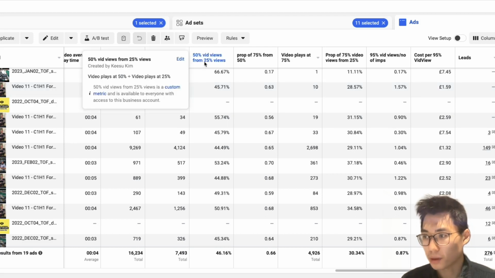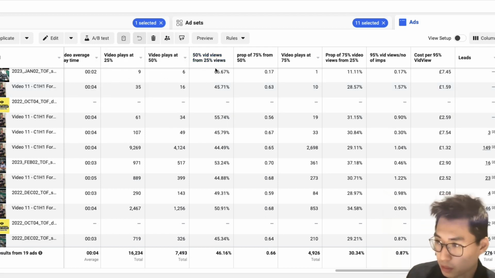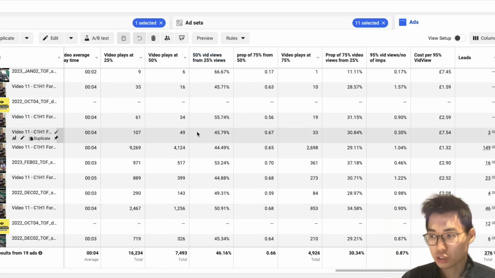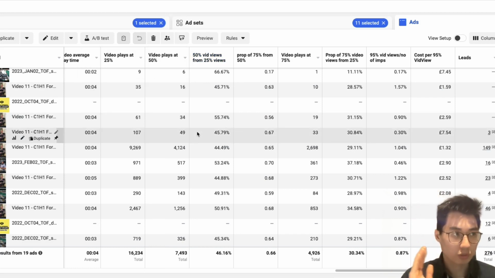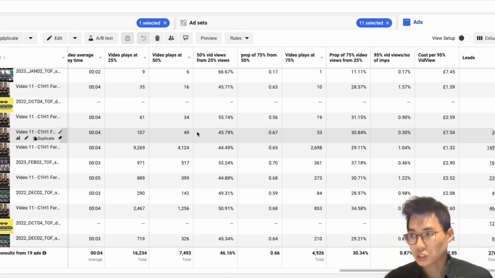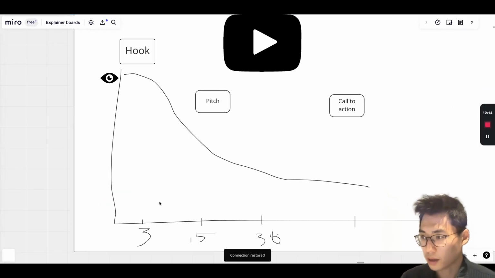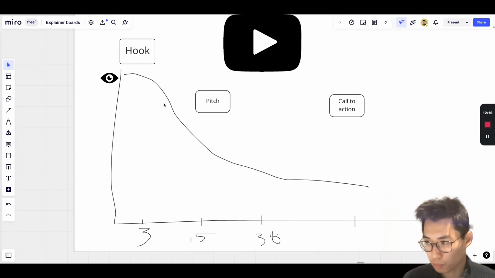You'll notice here that I've got a metric that I didn't cover earlier. This is the 50% video views divided by the 25% video views. What this indicates is a drop off between the 25% point and the 50% point. So what you can start doing is, say you have a video here, right? And you notice, for example, that once people get to the 15-second point, they tend to stay on. So the drop off is quite low, but the initial hook rate is quite low.